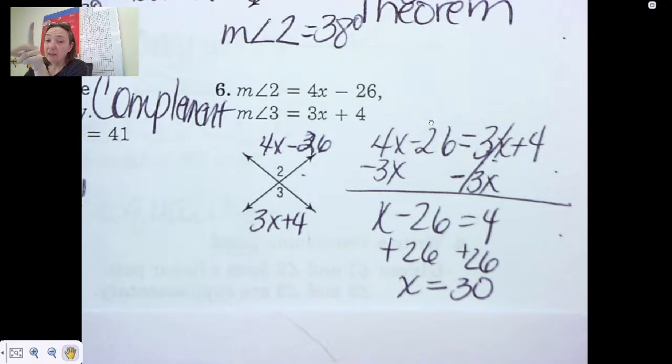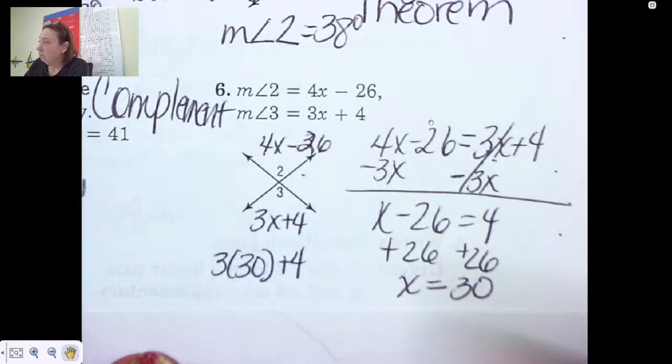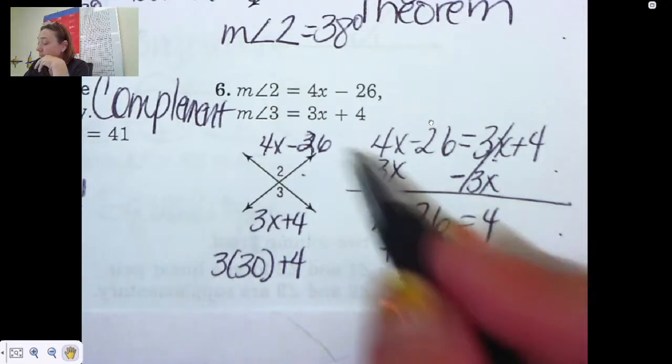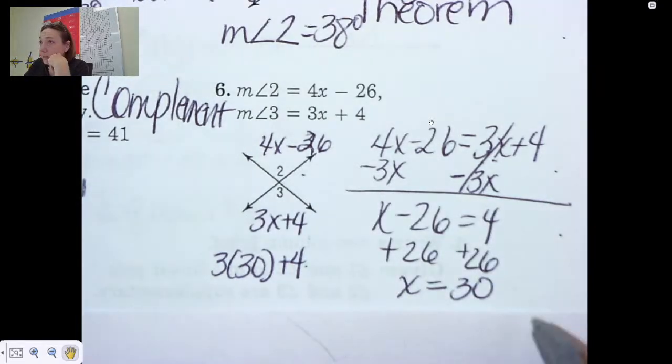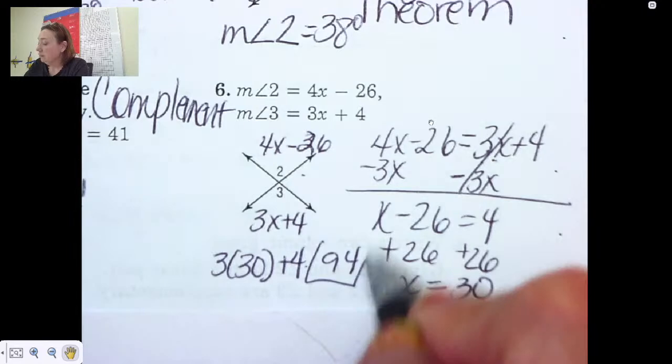Is that my answer? No, because they didn't ask us for x. They asked us for the angles. So now we've got to take that 30 and plug it back in. Do you have to do it on both of them? They're going to equal the same thing. It is smart, however, to put it in both of them and make sure you get the same thing. Because if you put it in and get something different, then you know you made a mistake somewhere. Okay? So the answer should be 94. Is that what y'all got?